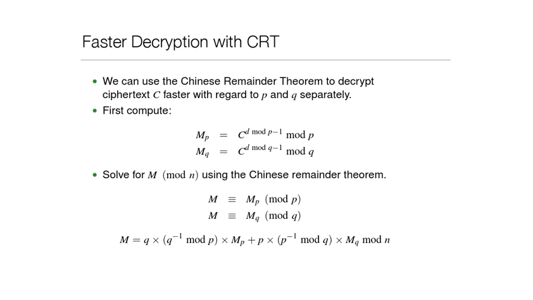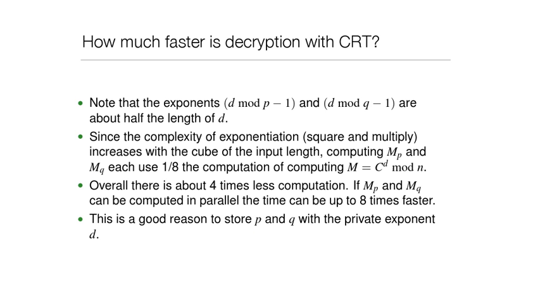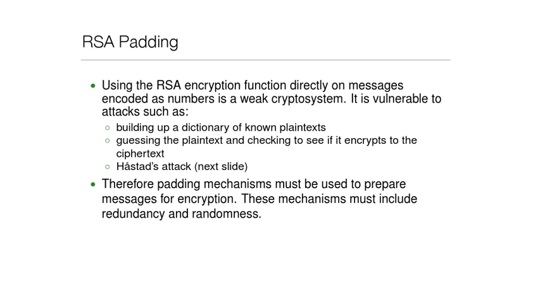So if those two things are computed in parallel, the time can be up to 8 times faster than using the normal RSA decryption. So using the Chinese remainder theorem concept to decrypt RSA values can make it up to 8 times faster. That is a significant improvement. And also we have to discuss the importance of RSA padding.